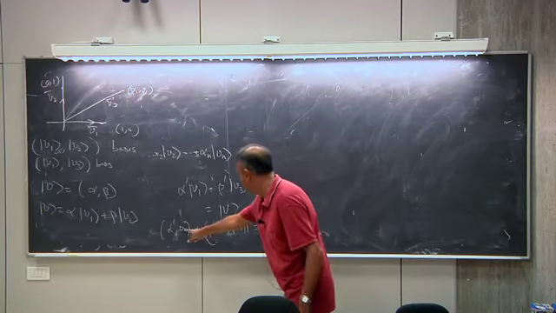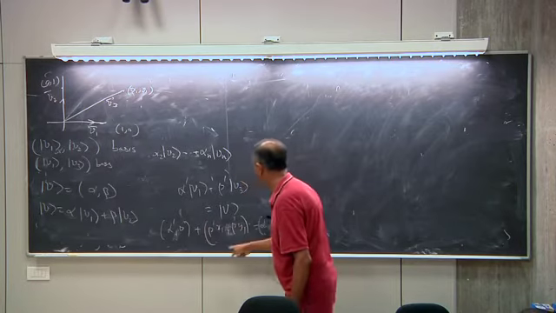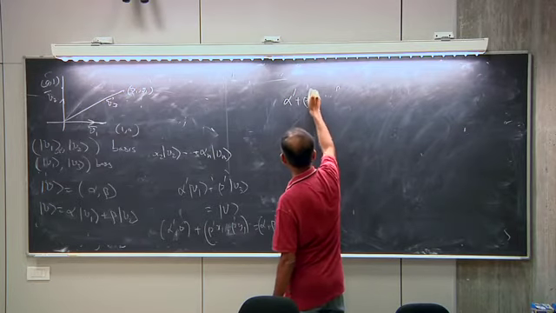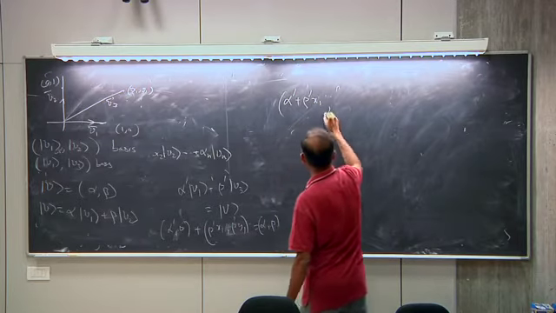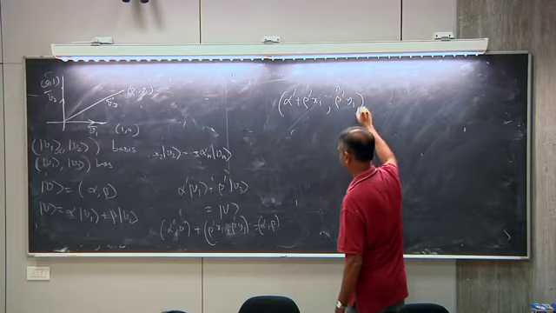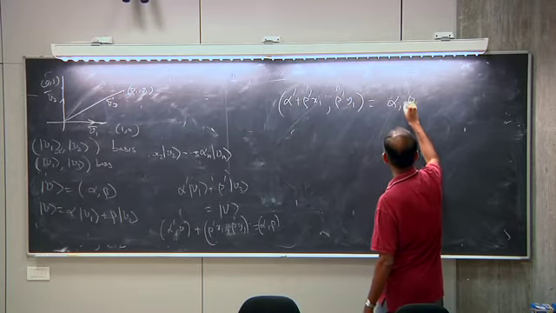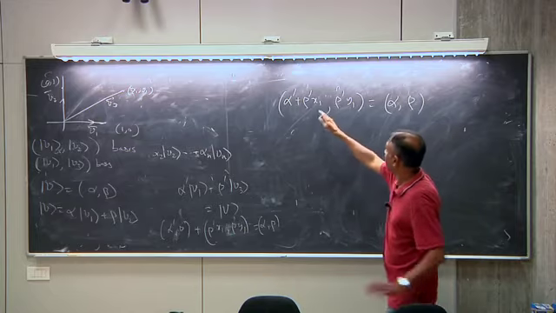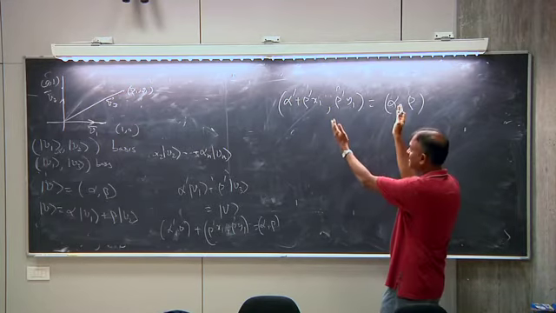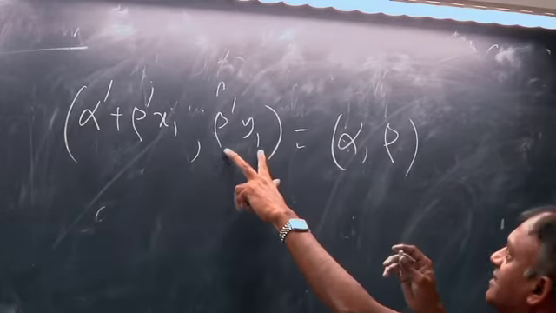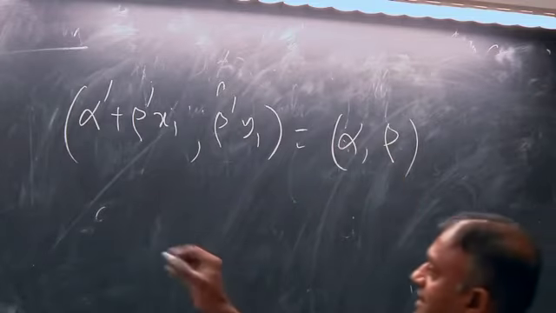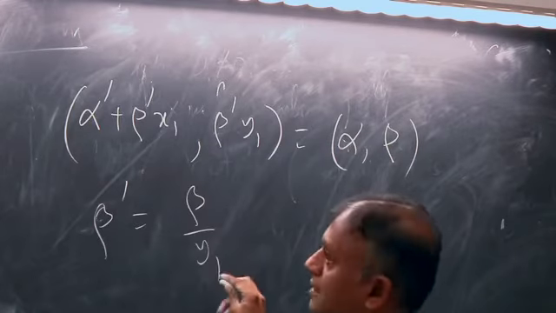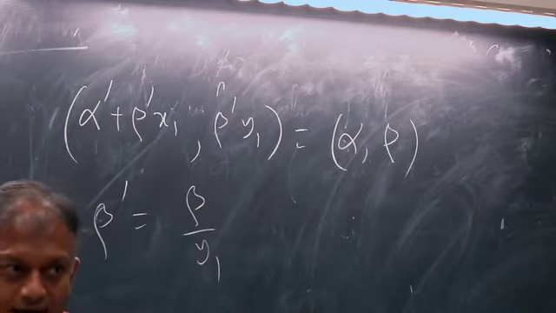So let's solve this. If I add these two here, you find alpha prime plus beta prime x1, comma beta prime y1, and that is equal to alpha, beta. So each component must be equal. You have this vector equality. In particular, this must be equal to that. So that tells me that beta prime is equal to beta divided by y1. Remember, y1 is not 0, so I can divide.